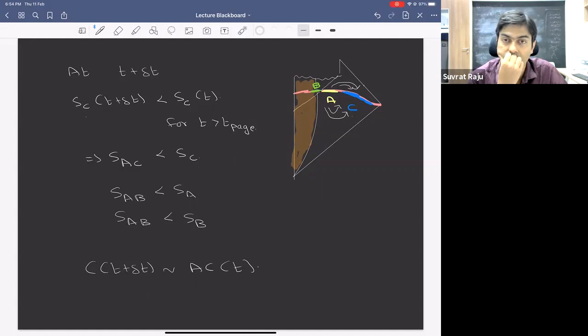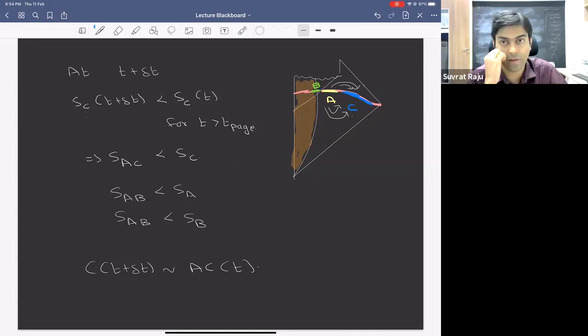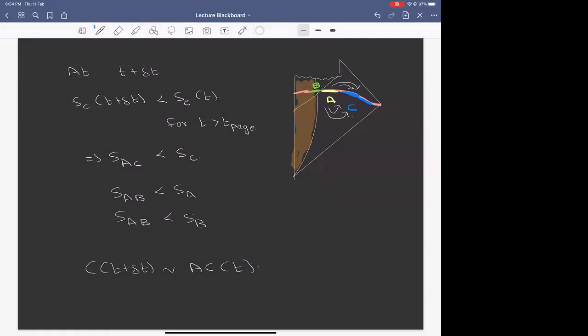I see. But the Hilbert space is still not changing, right? It's only the state, the quantum states that's changing. Yeah, it's the quantum state that's changing. Correct. Right. It's the quantum state that's changing.